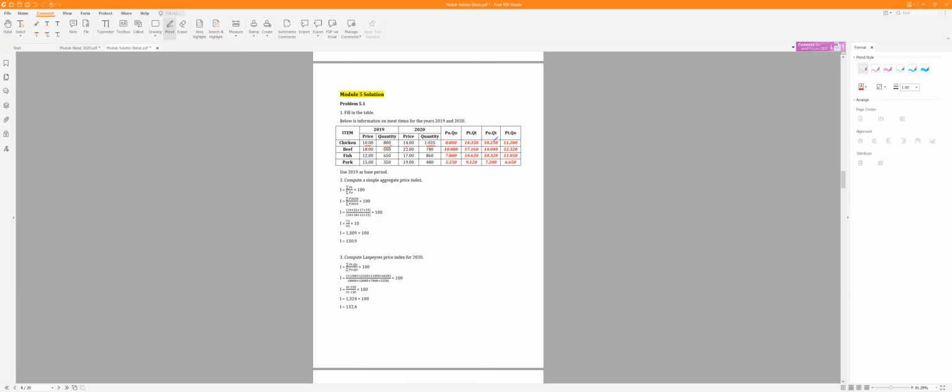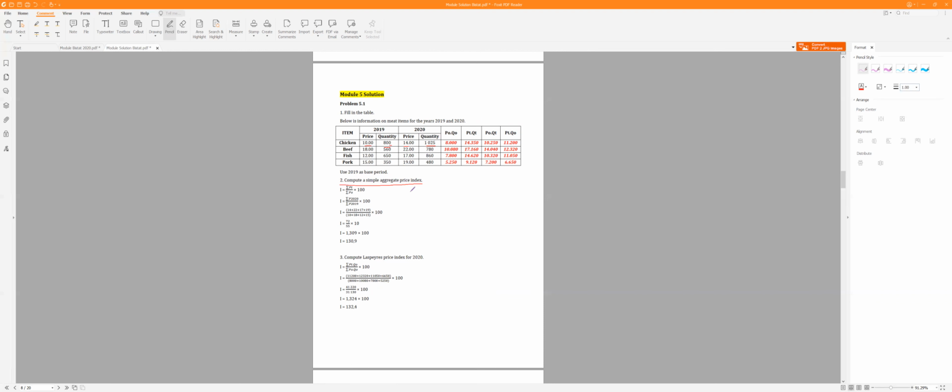And P0 times QT is basically price from 2019 times quantity of 2020. You get 10,250. And for PT times Q0, you get 11,200, which is by multiplying the price from 2020 with the quantity from 2019. Okay, so number 2, you're supposed to compute a simple aggregate price index.